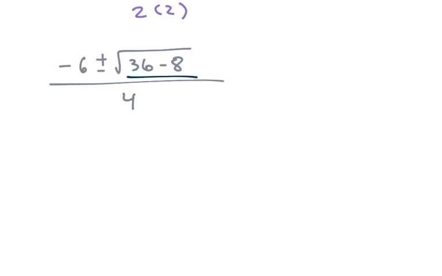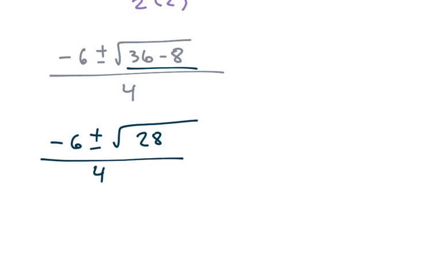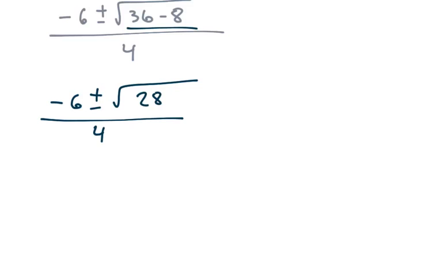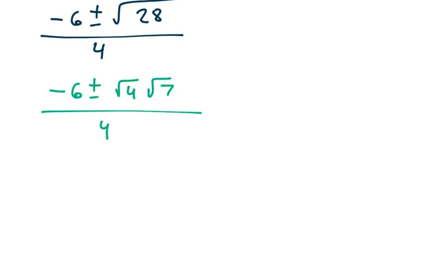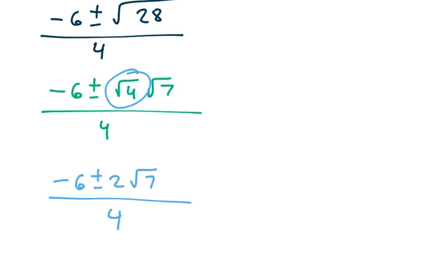We're going to clean up 36 minus 8. So that gives me negative 6 plus or minus square root 28 over 4. We've seen 28 in an earlier question. So if you've been watching all these videos, or if you've been working out these problems, you already know this. It becomes negative 6 plus or minus square root 4 square root 7 all over 4. And then that becomes negative 6 plus or minus 2 square root 7. The reason why we factored out a square root of 4, 4 times 7 is 28, is because we can break it down. So square root of 4 is 2.